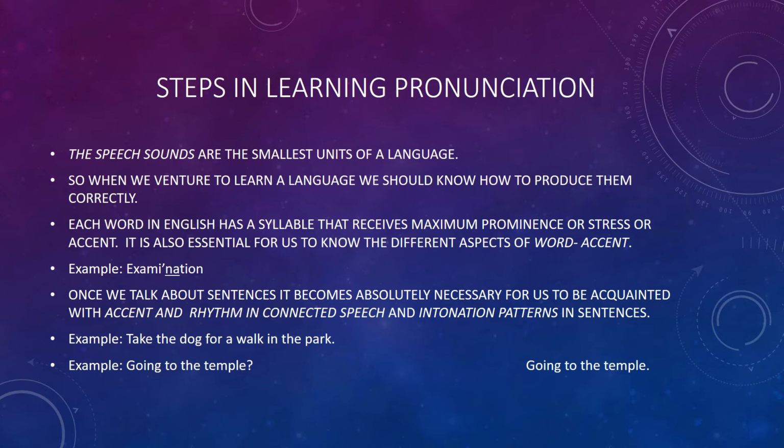So if you use a falling tone, it becomes a declaration or a statement. And if you're raising your voice, if you're using the rising tone, then it becomes a question. So that is what you call intonation in English. So we'll have to learn about the intonation patterns in sentences as well in order to learn English properly.